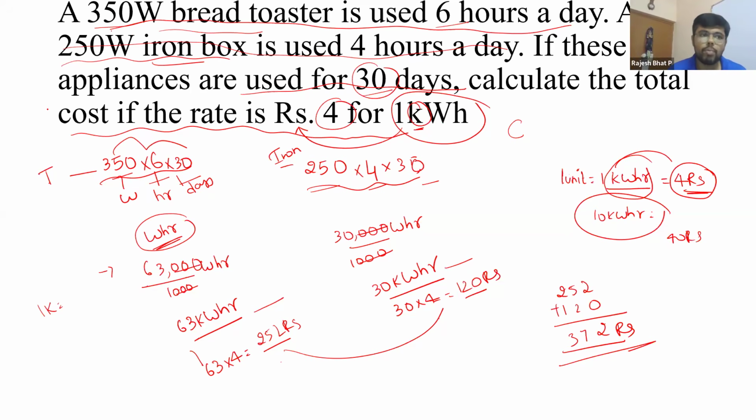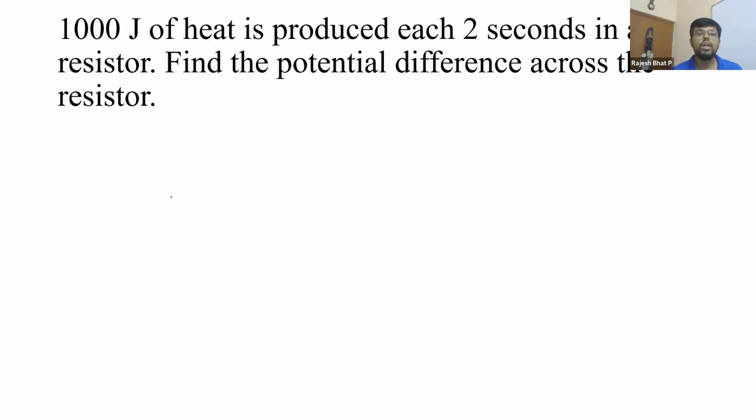This is a very important problem. Practice such problems in LBA. Okay, so now we can see 1000 joules. This is again a very important problem. This is based on, see now, 2 seconds and resistance.